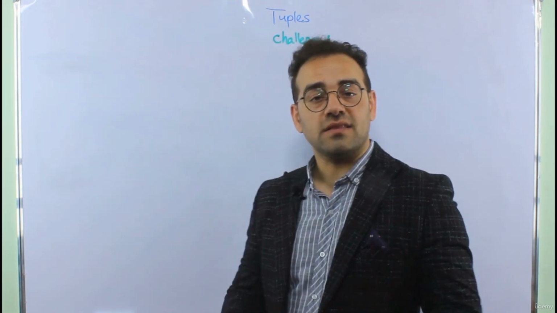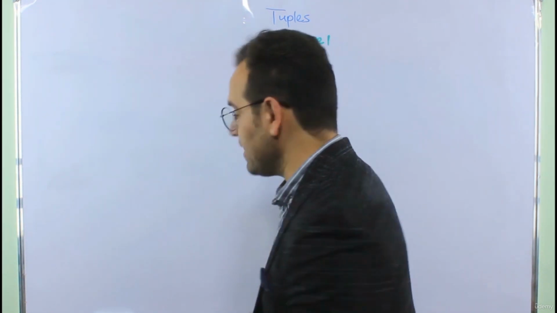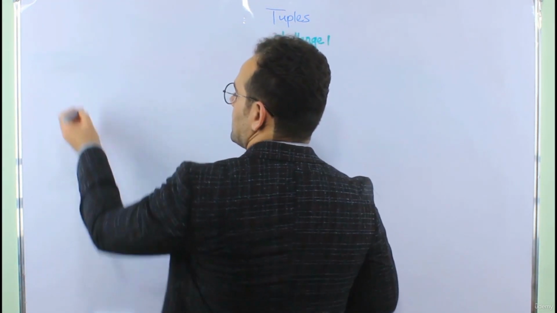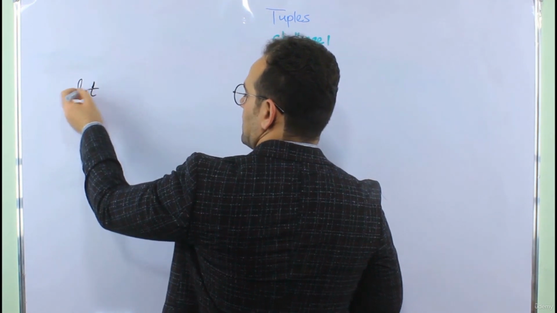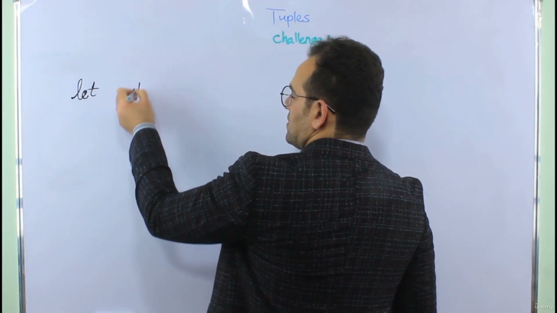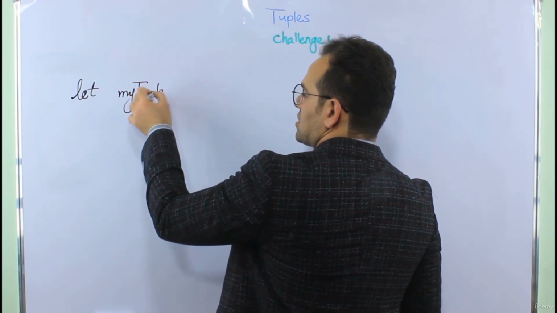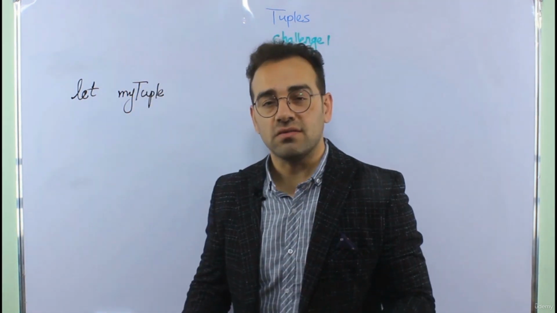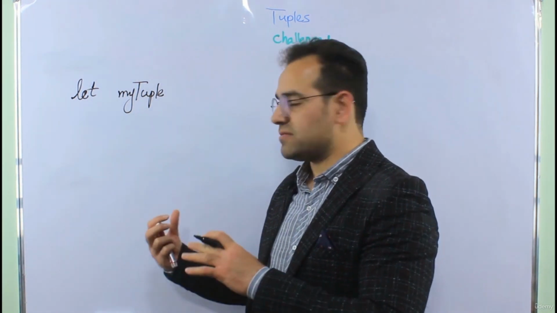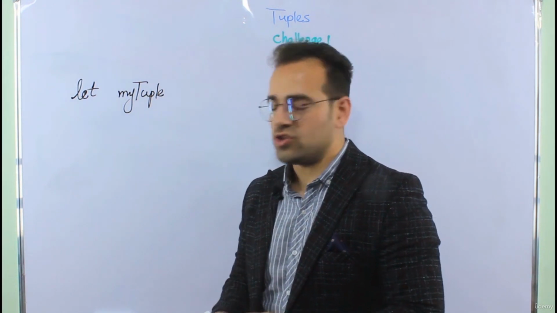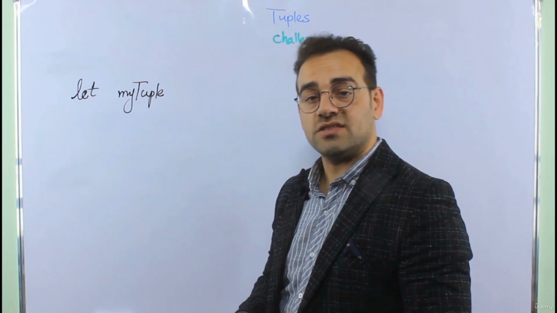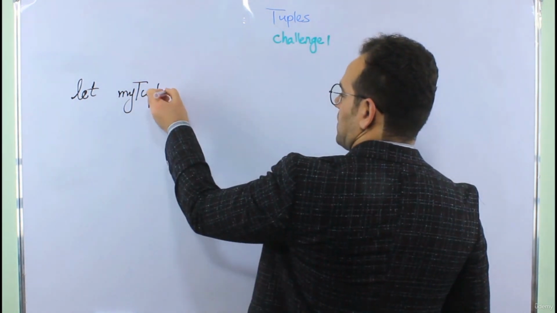Now we are going to create that using the let keyword again, and I'm going to say let, the name could be anything, so I'm just going to say my tuple. We have already talked about what a tuple is and why we need those and when they're useful. In this lecture, I'm just going to focus on solving this challenge. After I've created my tuple, I need to type annotate it to a type of string.